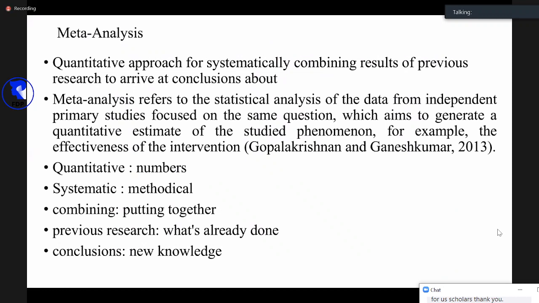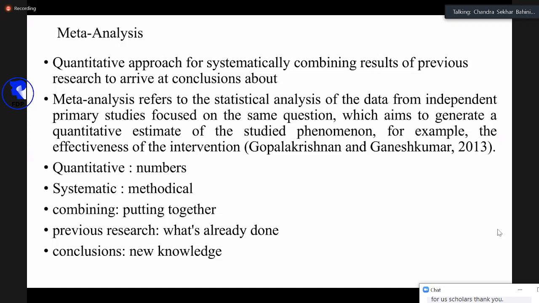So meta-analysis is mostly the quantitative approach for systematically combining the results of previous research to arrive at a conclusion about it. Suppose you want to know whether Covishield is better or Covaxin is better, and there are 20 studies. One study says Covishield is 70% effective. Another study says Covishield is 30% effective. Some studies say 60% effective, some say 80% effective.